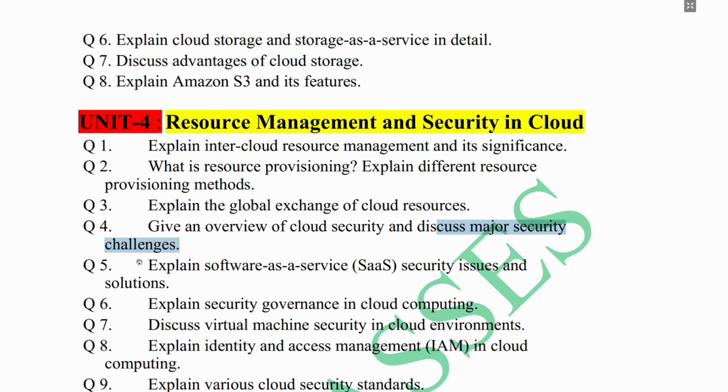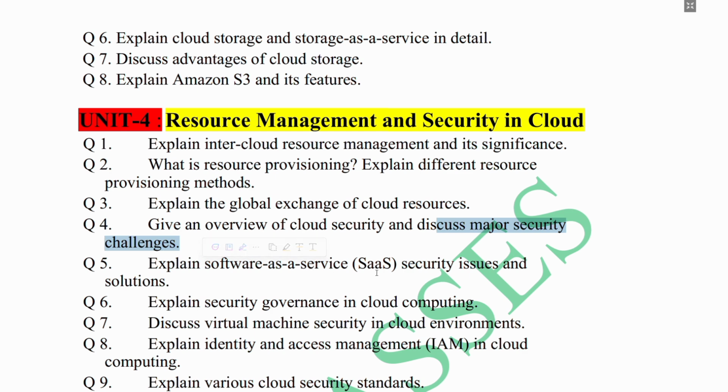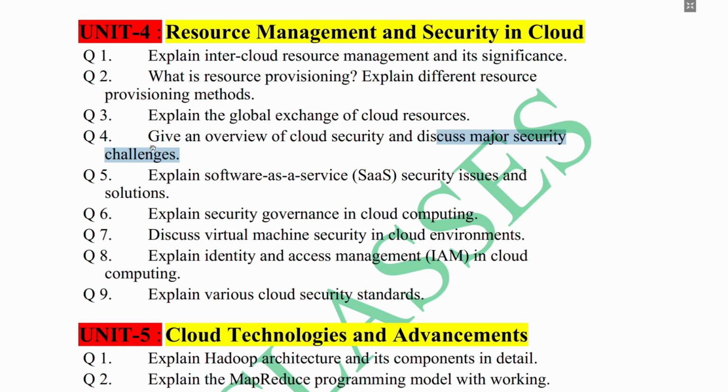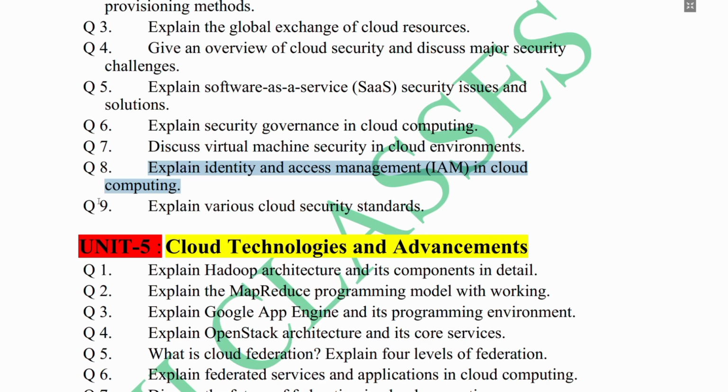Another question is: explain software as a service, SaaS, security issues and solutions. The next question is: explain security governance in cloud computing. Another question is: discuss virtual machine security in cloud environments. Another question is: explain identity and access management in cloud computing. Another question is: explain various cloud security standards. Here we have completed unit number fourth.